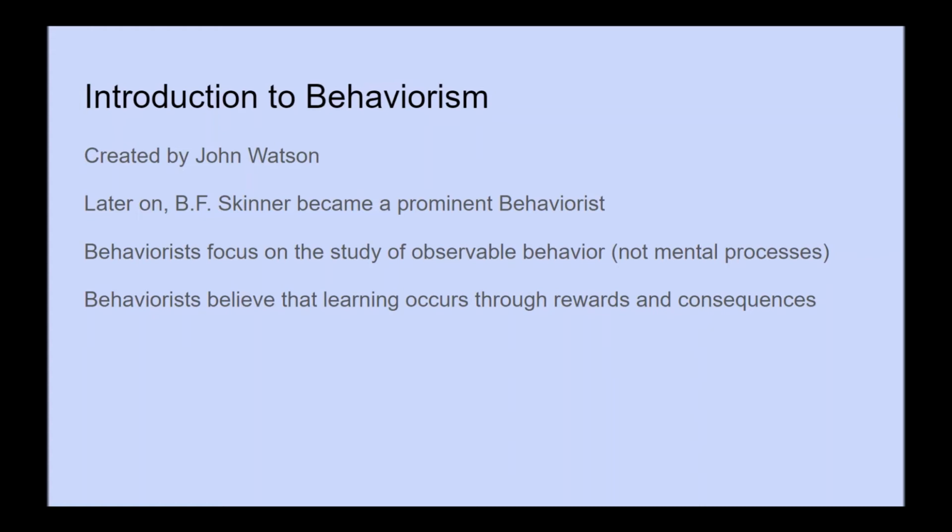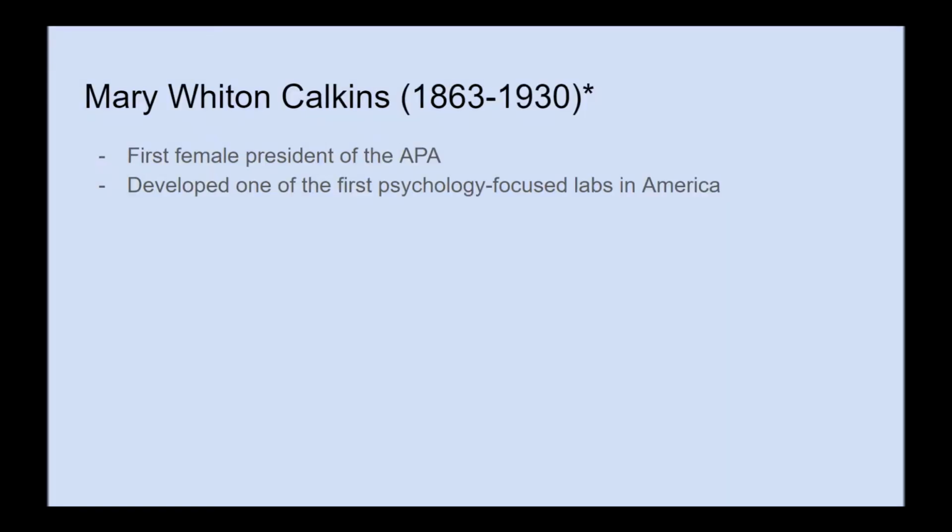So behaviorists focus on the study of observable behavior and not mental processes, which distinguishes them from a lot of other fields in psychology, in that they focus on strictly observable behavior. Behaviorists believe that learning occurs through rewards and consequences. Another behaviorist, which is also infamous, which you might have heard of, is Ivan Pavlov. He did the Pavlov's dogs experiment, getting them to drool at just the sound of a bell, and he did that through rewards, which we'll get to in a later chapter.